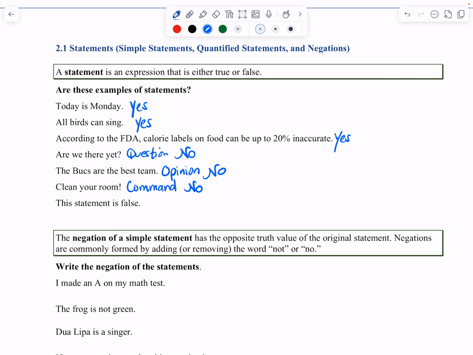This statement is false. Well, this one's tricky because it's a paradox. Is it true? If the statement is true, then the statement is false, etc. So I'm going to put no on that one, and we're going to move forward.